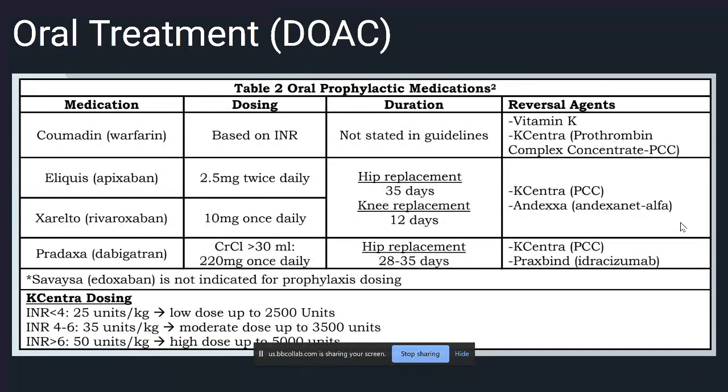Reversal agents for Coumadin include vitamin K, either oral supplementation or through injectable intramuscularly, or Kcentra, which is the prothrombin complex concentrate, or PCC. And for your reference, Kcentra dosing is provided at the bottom of this table based on the INR when it was obtained, if the reversal is needed for Coumadin.